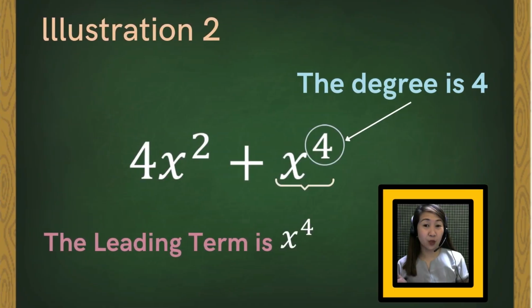And for our example number 2, our polynomial is 4x squared plus x to the 4th power. In this given, the degree of the polynomial is 4 because 4 is the highest exponent. And our leading term is x to the 4th power because it is the term with the highest exponent.